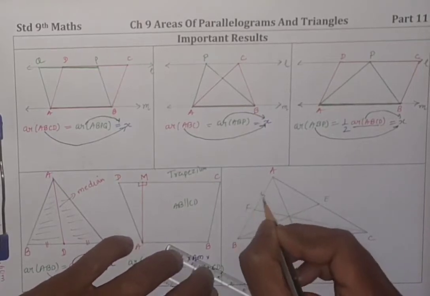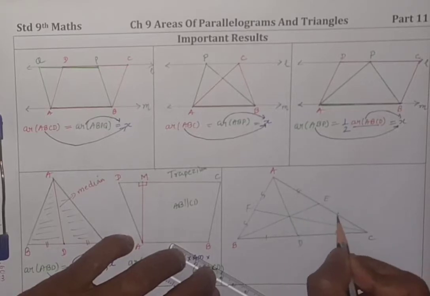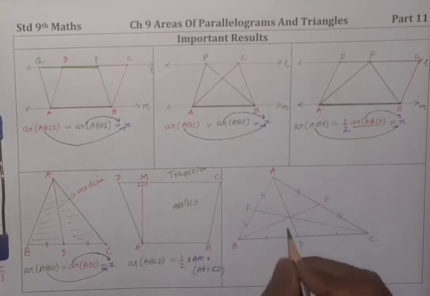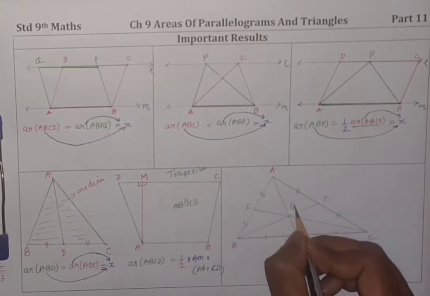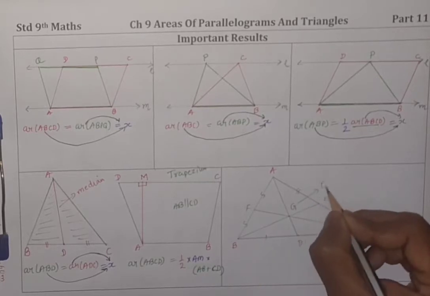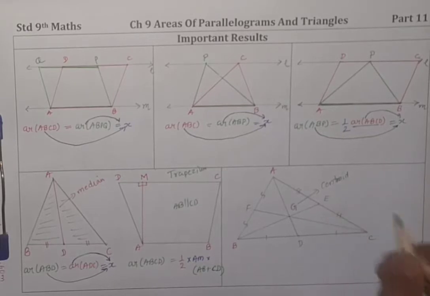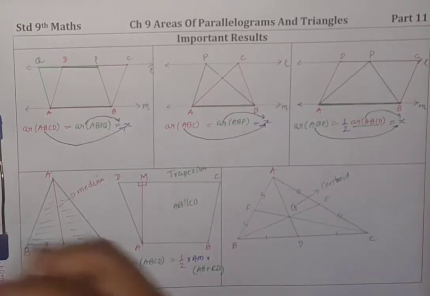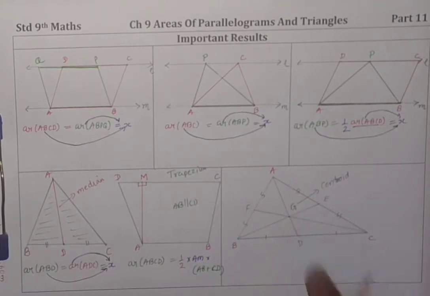F is midpoint of AB. E is midpoint of AC and D is midpoint of BC. These medians intersect at one point, which is called G, the centroid. This is called centroid. Is that clear? Its symbol is usually taken as G.